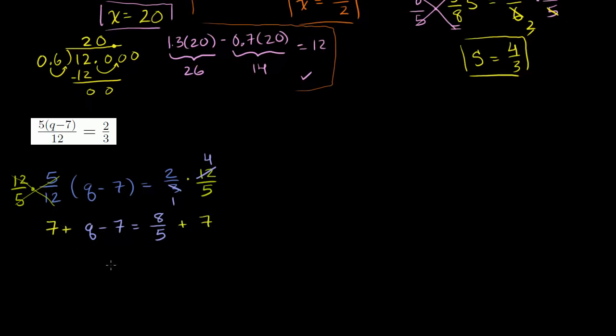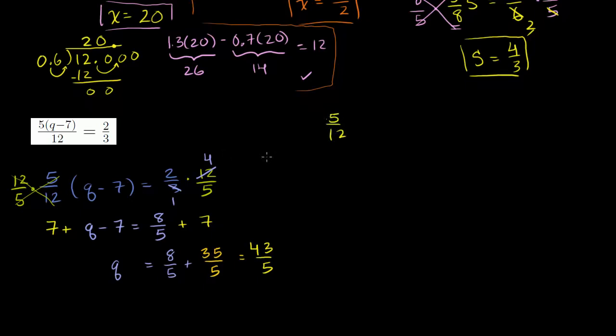And you are left with q is equal to 8/5 plus 7. Or we could write 8/5 plus 7 as 35/5. And so this is going to be equal to 8, well, the denominator is 5. 8 plus 35 is 43. So my answer going this way is q is equal to 43/5. Now, I said I would do it two ways. Let's do it another way. So let me write the same problem down. So I have 5/12.